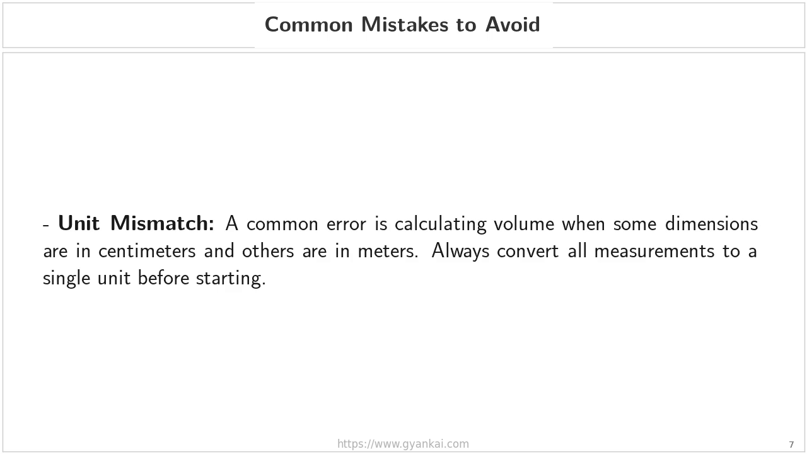First, let's talk about unit mismatch. This is perhaps the most frequent mistake I see. In our previous example, we were lucky because all our measurements were already in meters. However, in many exam questions, you might find the length of a room in meters, but the radius of a pillar in centimeters. If you perform your calculations without converting them to a single, consistent unit first, your final volume will be completely wrong. Always, and I mean always, check your units before you begin any calculations.